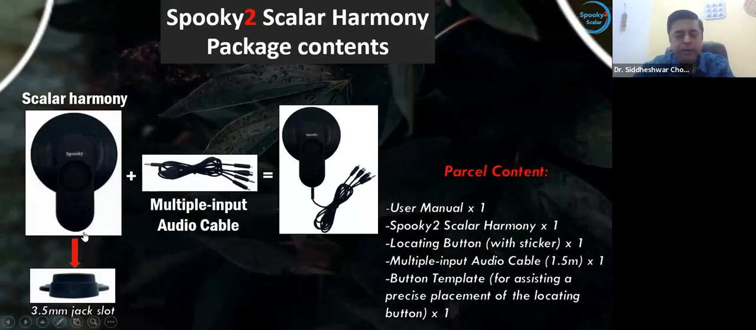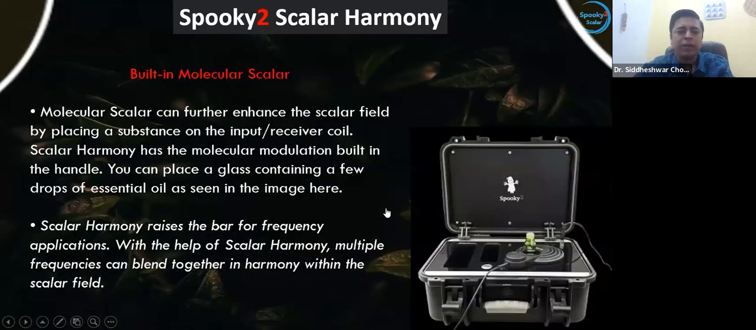So you see here, Scalar Harmony is nothing but a small disc, and it has a handle. It has a small speaker here. It's a very tiny speaker. And on the side of the unit, you have a 3.5 mm slot, wherein you can connect the cable, which has multiple input audio connectors. So you can connect your iPod, you can connect your Android phone, you can connect any other device, and then you can play the music into the Scalar Harmony through the scalar field, right?